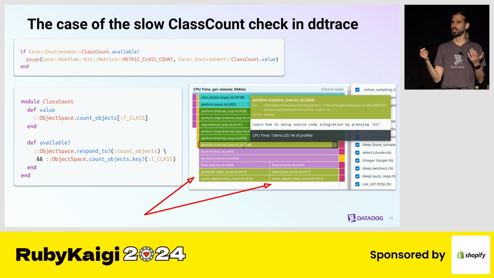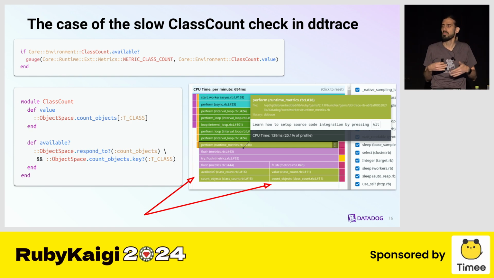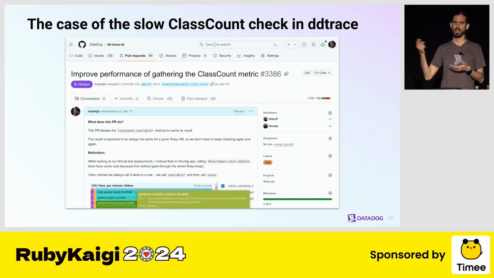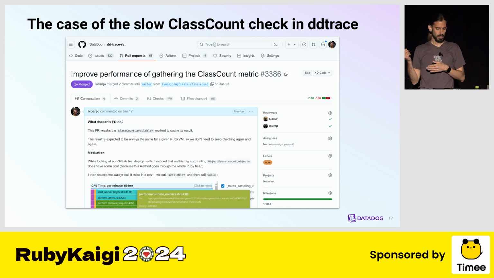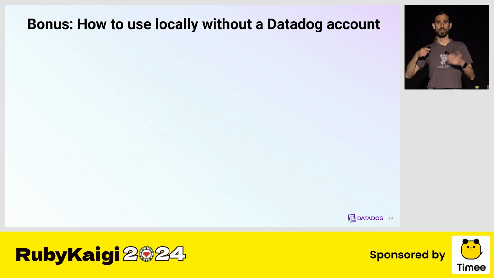So this is the kind of thing where when you wrote it, it seems like, oh, maybe it's OK. But it's not OK because it's an expensive thing. So actually, I fixed this one by caching this information. As a bonus, you can actually experiment with ddtrace locally without the Datadog account.